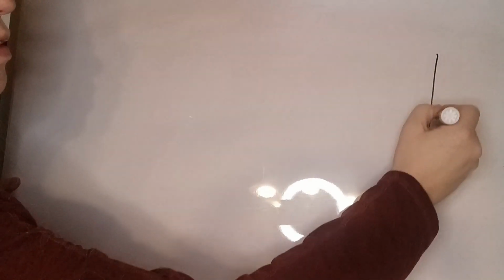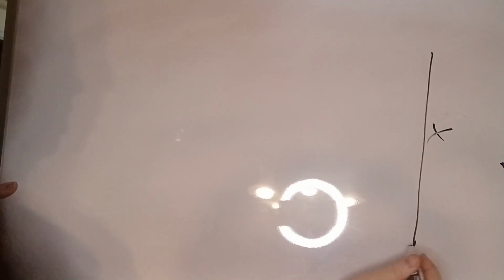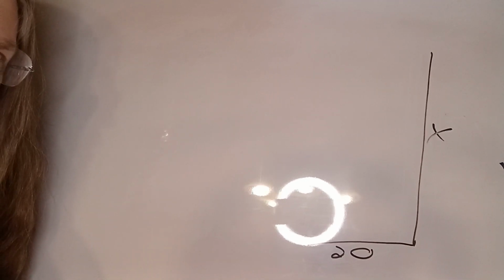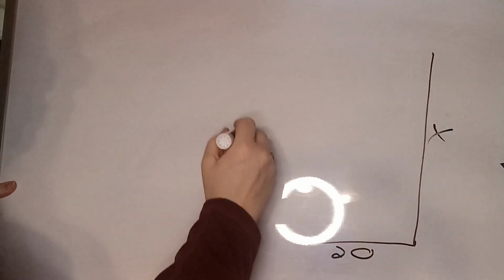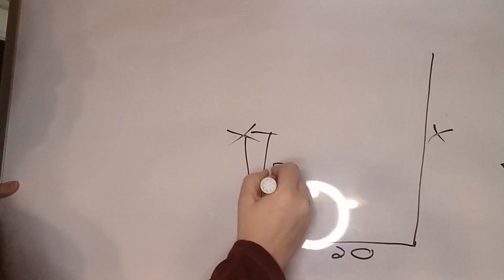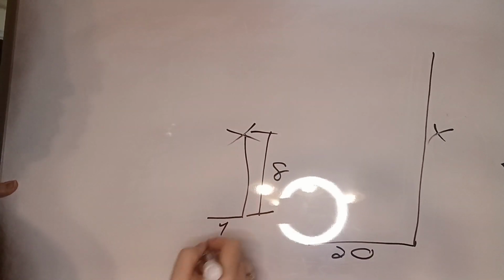All right, let's start with an example. We've got a building, and we want to know how tall it is. It's got a shadow of 20 feet. Further down the street, there's a street sign. The street sign is 8 feet tall and has a shadow of 4 feet.